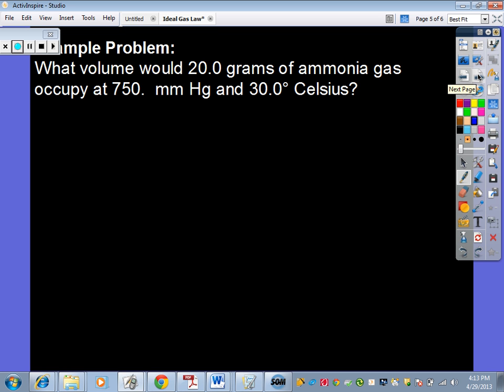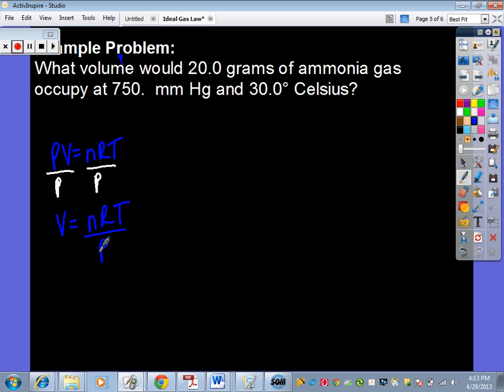Let's try an example. Our first problem here, our first and only, yay! What volume would 20 grams of ammonia gas occupy at 750 millimeters of mercury and 30 degrees Celsius? Well, I know that I am probably going to be using the equation PV equals nRT, and it is telling me that I am going to be solving for volume. So if I divide both sides of the equation by P, volume is going to equal nRT divided by P. So I need the number of moles.